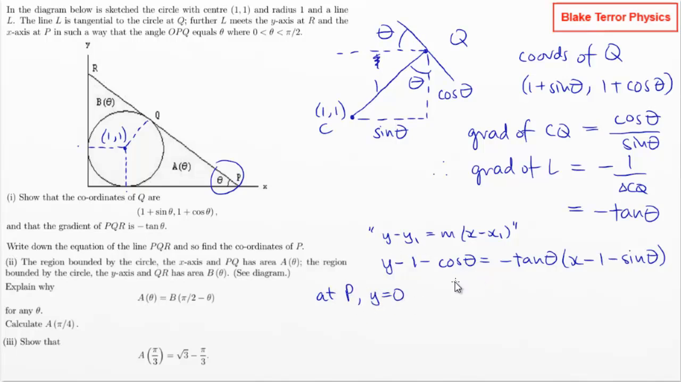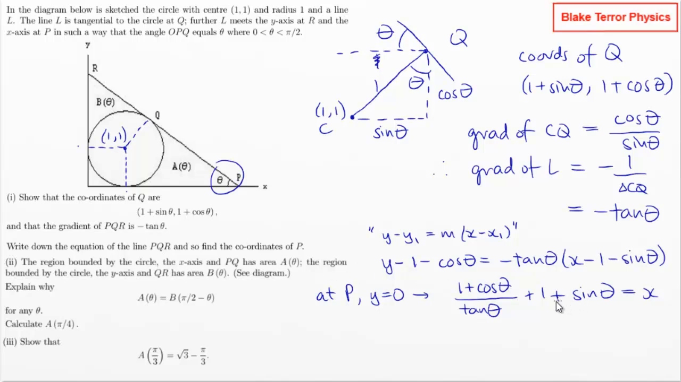So we just need to plug all of this in. We can get rid of these minus signs as well, that'd be another thing that's useful. So y is 0. Get rid of the minus signs. So we're going to have 1 plus cos theta, divided by the tan theta, which doesn't have the minus sign anymore because we cancelled that on both sides. Then we add on 1, then we add on sine theta. And that is giving us x.